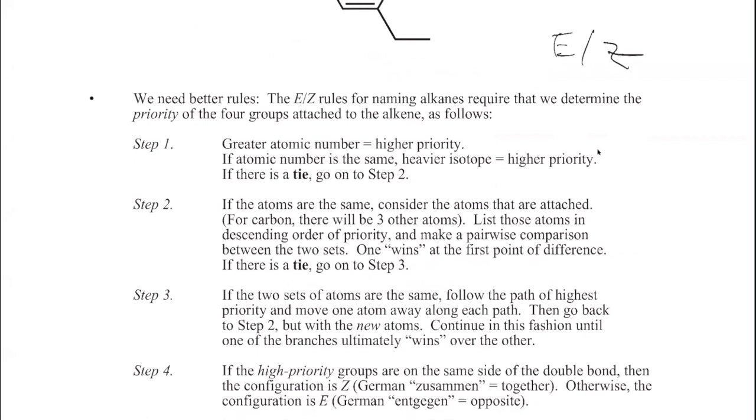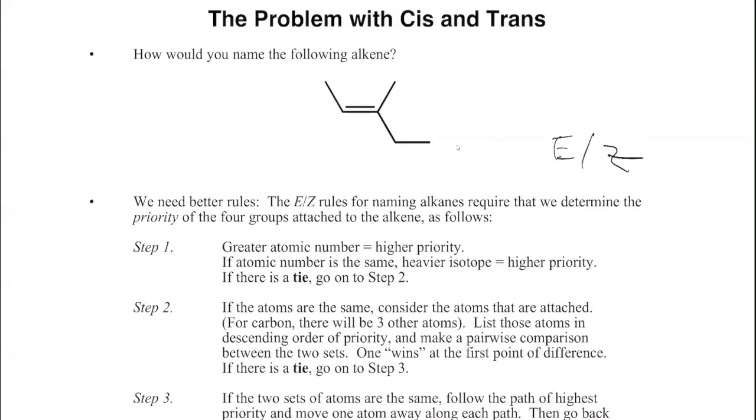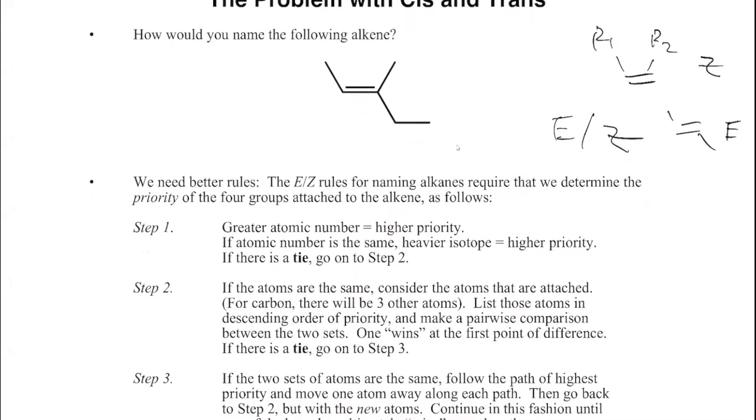Let me see. The way E and Z works is that across the double bond, we assign the groups different priorities. And if the 2 largest, or the 2 most important groups, are on the same side, they're called Z, but if they're on opposite sides, they're called E. So how do we know which one is more important? It's basically the steps listed below.